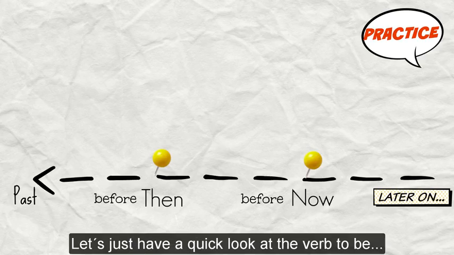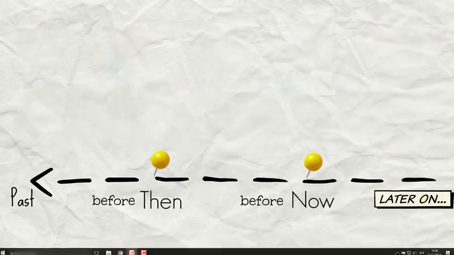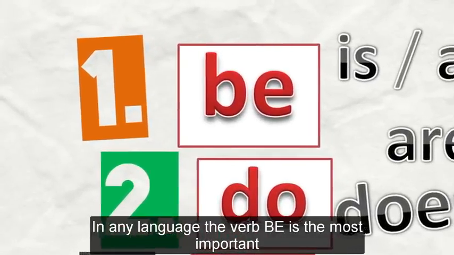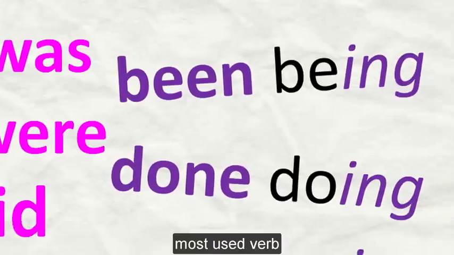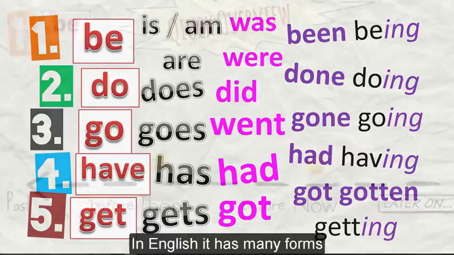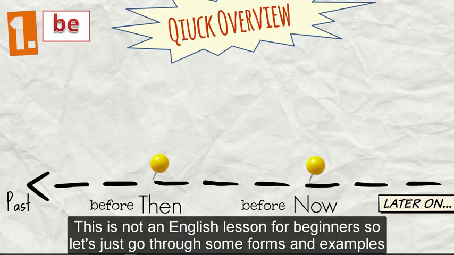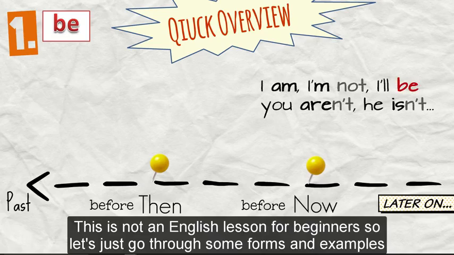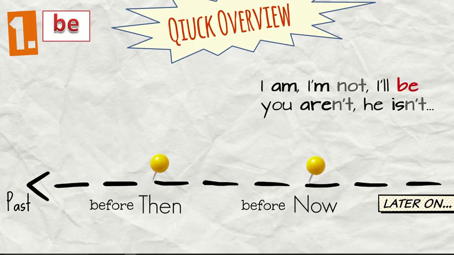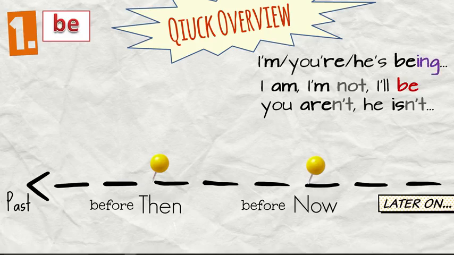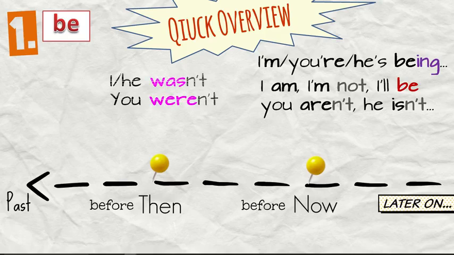Let's just have a quick look at the verb to be. In any language, the verb be is the most important, most used verb. In English, it has many forms. This is not an English lesson for beginners, so we'll just go through some of the forms and examples. Alright, so it's I am, you are, he is. Okay, then we say I'm being or you're being, he's being. In the past, it's I was or I wasn't, he was, he wasn't, you were, you weren't. We can say you were being or you weren't being.